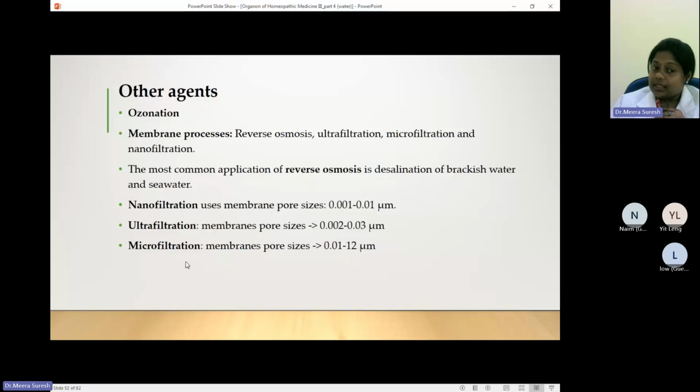You don't have to study this, but understand that other than chlorination, there are methods like ozonation. But as I told, with ozonation we don't have any test to check for the presence of ozone later, it is very expensive, and there is no residual action left. Then we have the membrane processes, including reverse osmosis, which is used for desalination of seawater, then ultrafiltration, microfiltration, and nanofiltration. The differences are based on the pore size used, and that size varies.